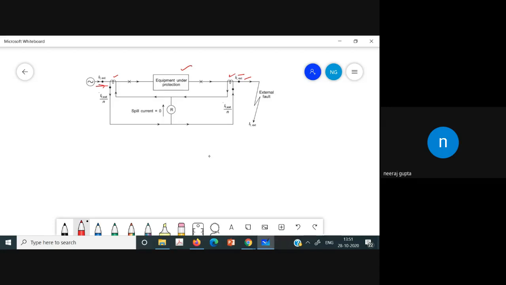Now in this case, you will see that here we will have IF external divided by N, where 1:N is the CT ratio. And here also the same current is flowing. So no current is in the spill path. As a result, you can see that no current is in the spill path. So for the external fault condition, it will act perfectly. So this is the differential relay during the external fault conditions.